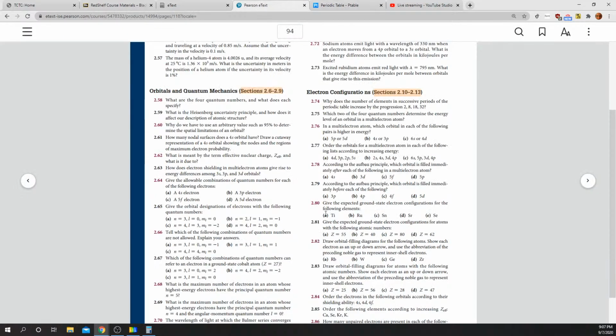80. Give the following ground state electron configurations for the following elements. I'm going to do the abbreviated electron configuration because I want to save myself some time and space. All right, so titanium, ruthenium, tin, strontium, and selenium. You can't see what I'm writing.